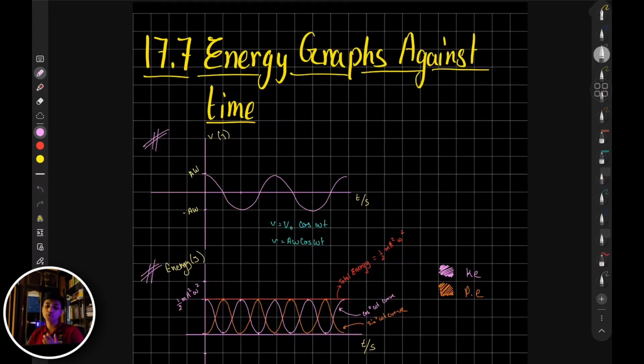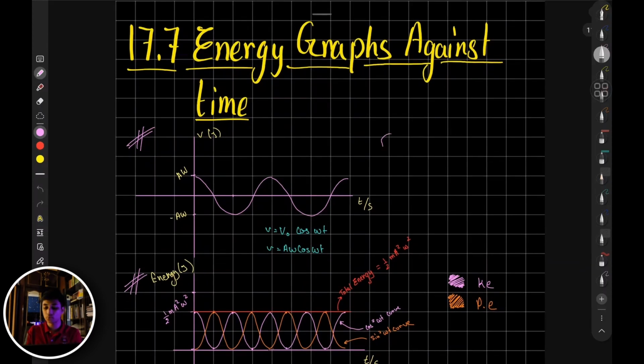In this video, we're going to look at energy graphs against time. In the previous videos, we looked at energy being plotted against position. But in this video, we're going to focus on energy, be it kinetic energy or potential energy, being plotted against time. So for that, we need the help of the velocity curve.